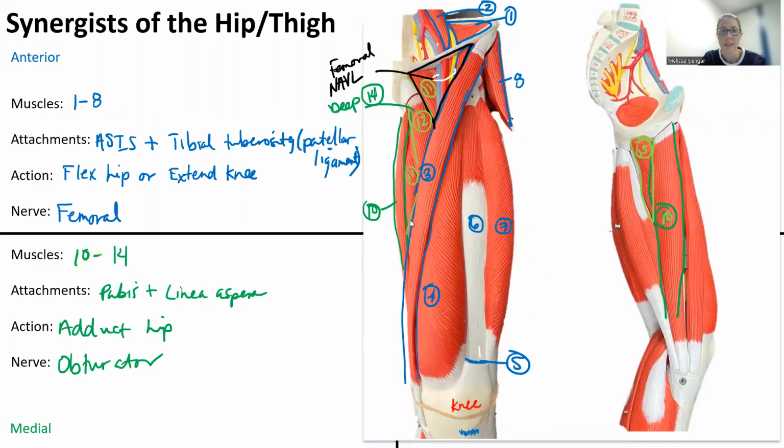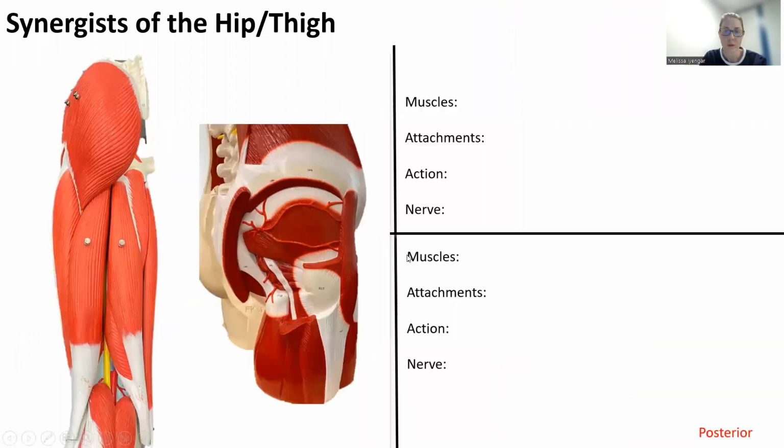Okay, so we did our anterior and our medial quadrants. Now what we're going to do is work on our lateral and our posterior quadrant. So again, I'm going to take my video off so that I have enough working room for everything that I'm going to do here.